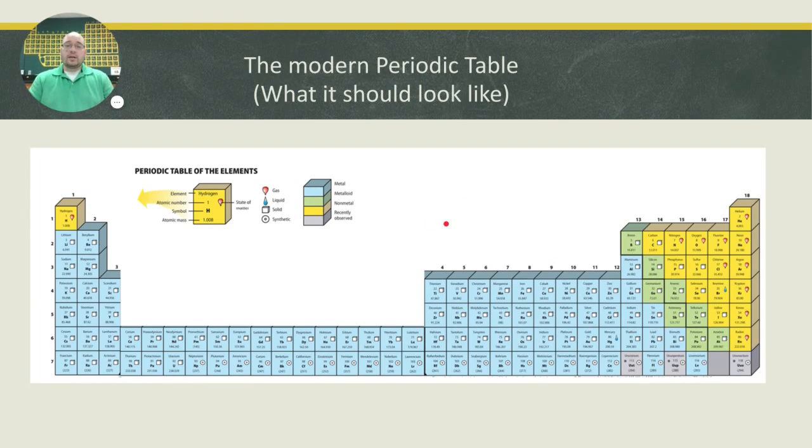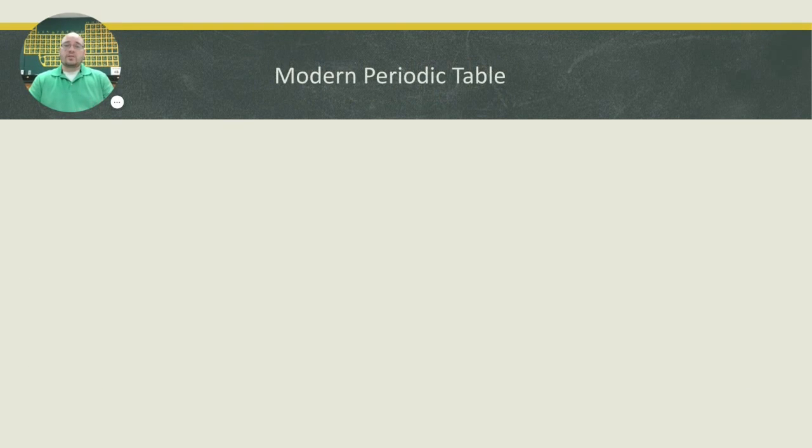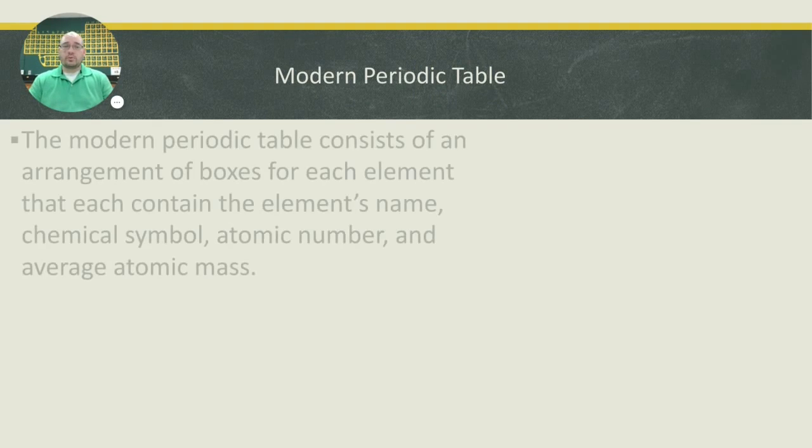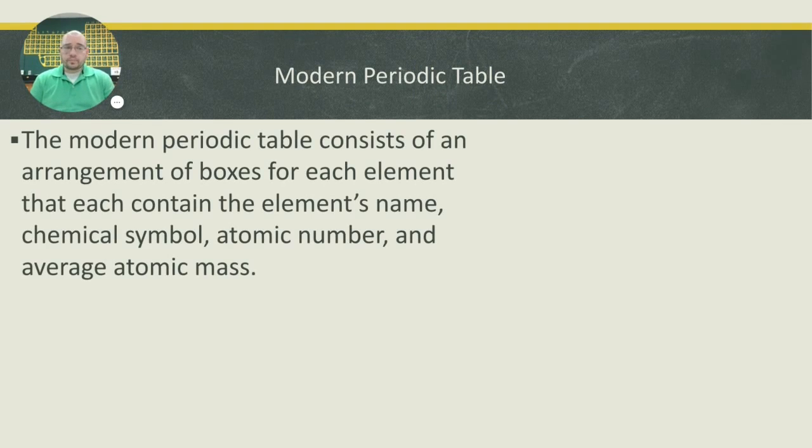Anyway, so today we're going to be moving on and talking about how it is organized, the things that you can see in the periodic table, and how to use the periodic table really to help you do chemistry. So the modern periodic table consists of an arrangement of boxes for each element that contain the element's name, chemical symbol, atomic number, and average atomic mass.